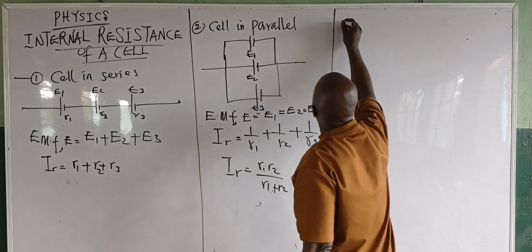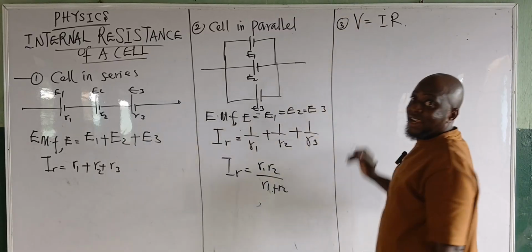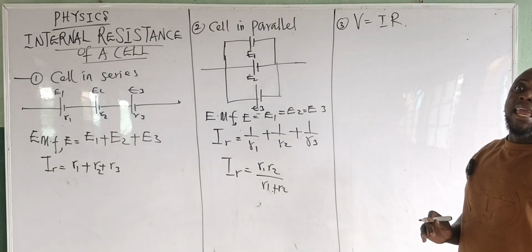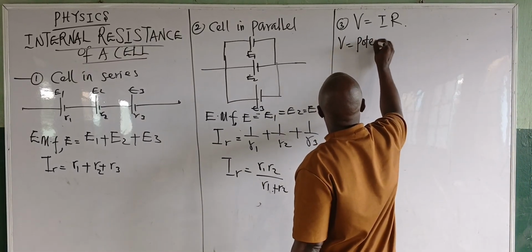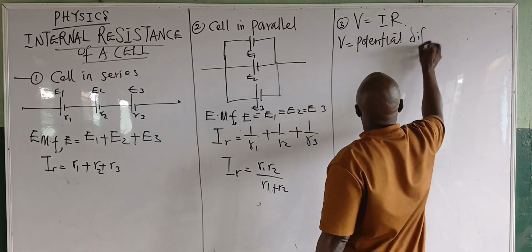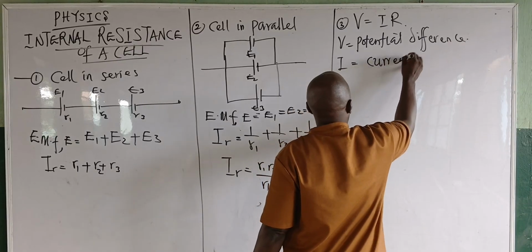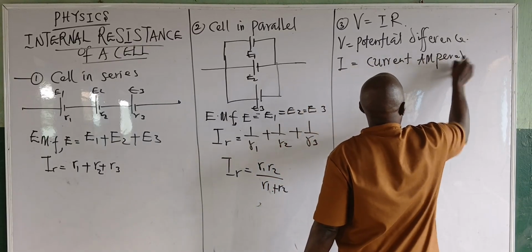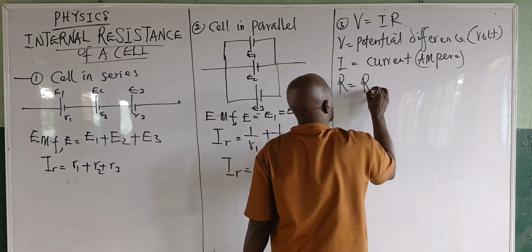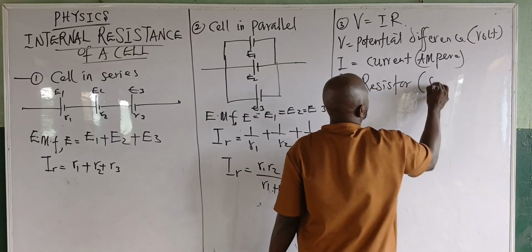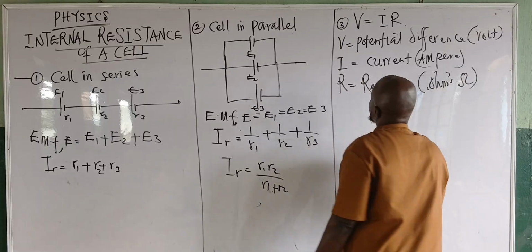Next up now, what do we need to know again? Number 3, we need to know that Ohm's law is playing a big role here. Very important. Where my V means my potential difference. That's my V. My I here means my current, in ampere. And V is in volt, please. My R here means my resistor or resistance, which is measured in ohms. So this is what I need to know.